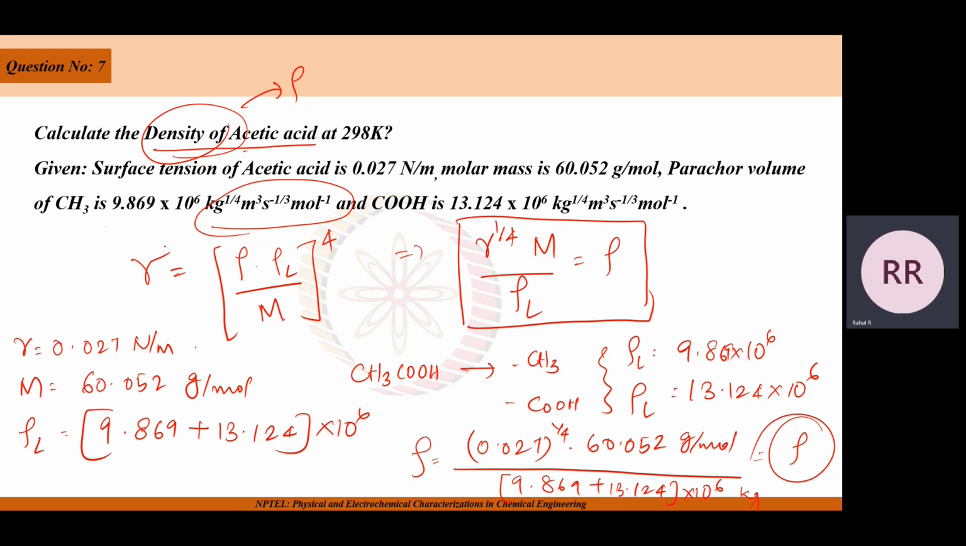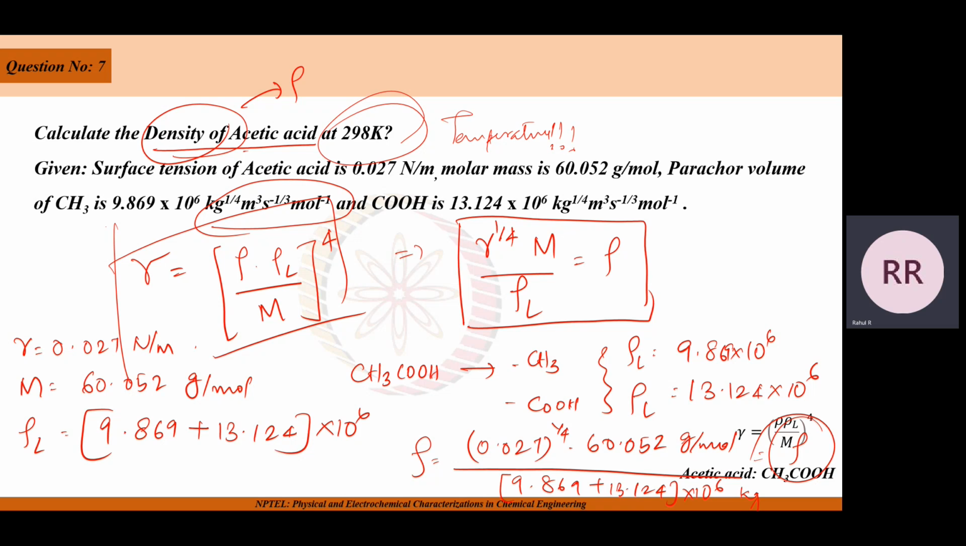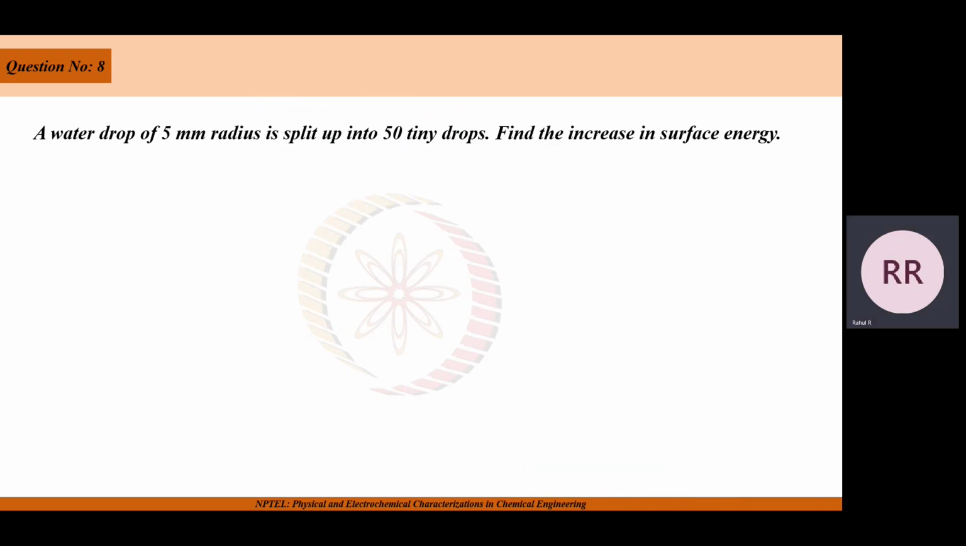So this is a very basic equation that one has to know for all these kinds of calculations. And just remember, this is given at a particular temperature. This means that all these calculations are temperature dependent. Okay. If everything is okay, let us move to the next question.